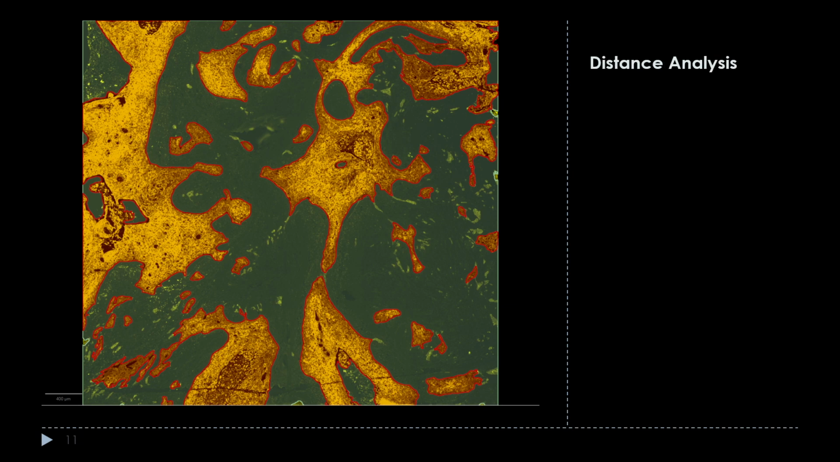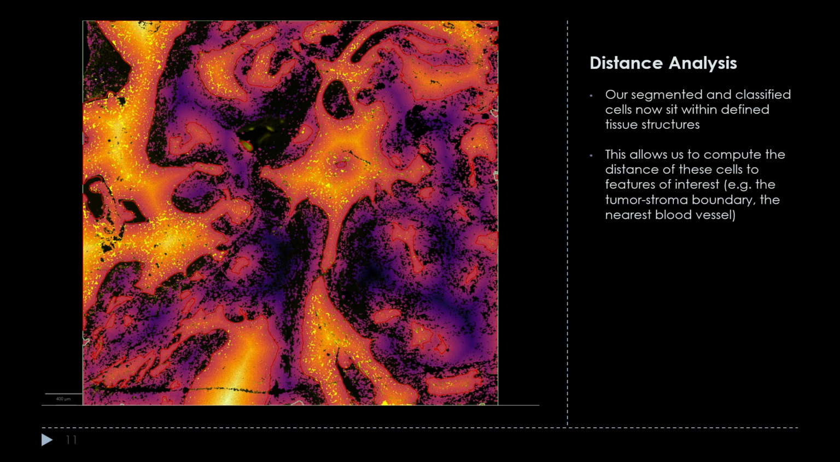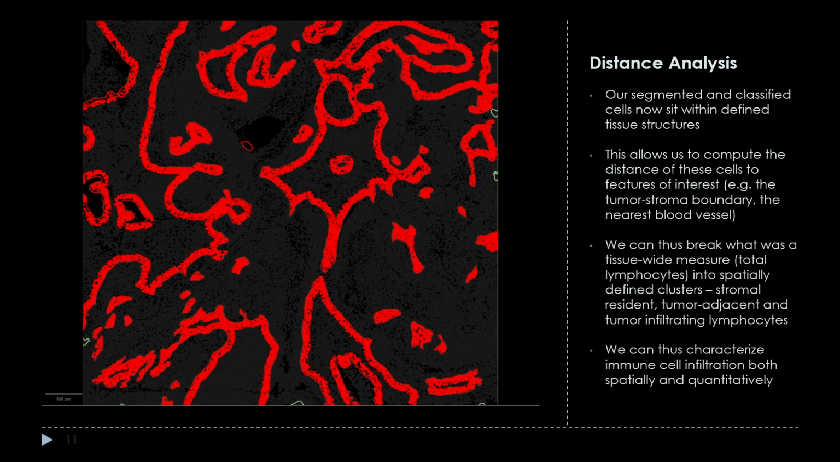We can then take our area segmentations and combine them with our classified and segmented cells. And this allows us to compute the distance of these cells to the nearest tumor stroma boundary. This can then be leveraged to identify subpopulations of cells immediately within regions such as the tumor mass as a means of characterizing phenomena such as immune infiltration.